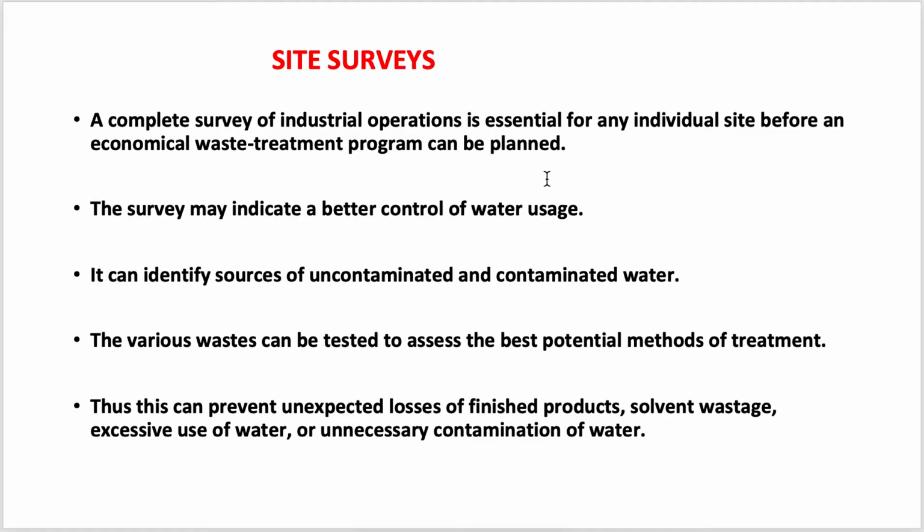To choose an economical waste treatment program, we need to do a complete survey of all the industrial processes and operations. This survey may indicate a better control of water uses. It can identify sources of uncontaminated and contaminated water, and the various wastes can be tested to assess the best potential methods of treatment. Thus, this can prevent unexpected losses of finished products, solvent wastage, expensive use of water, or unnecessary contamination of water.